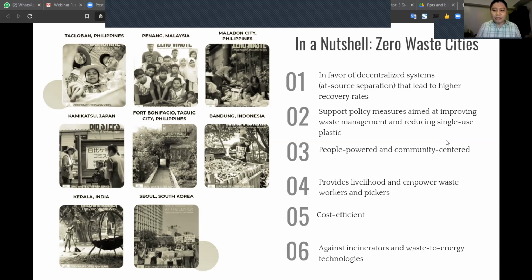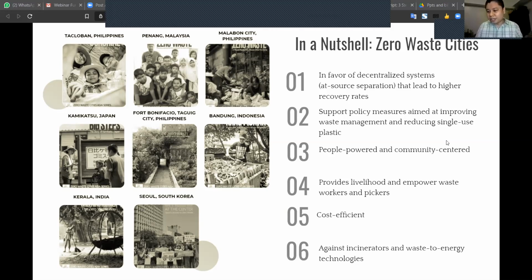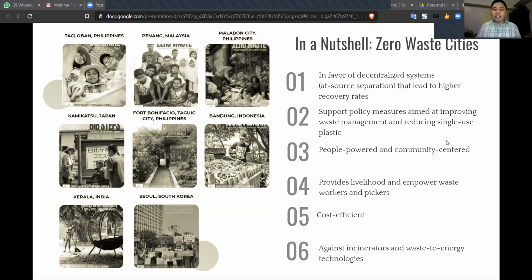Number 5, zero waste cities or zero waste models are cost efficient. You'll see later how this translates into savings for cities where they can, in a way, allocate these savings or unused resources to other social services. And lastly, these models, ideally, are against incinerators and waste-to-energy technologies. Of course, these types of methods discourage cities from actually pursuing reduction or recycling measures, and that will impact or harm waste workers and pickers.